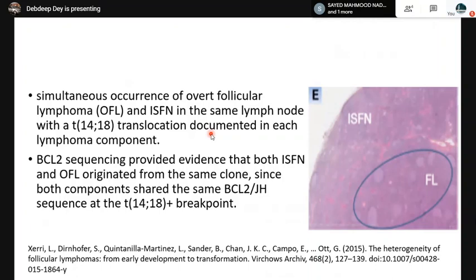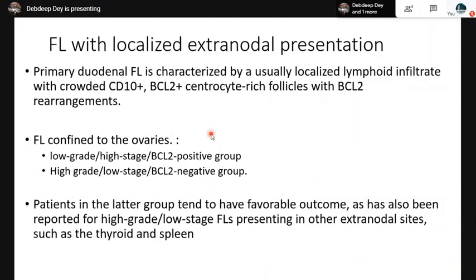Simultaneous occurrence of overt follicular lymphoma and isolated in situ follicular lymphoma in the same lymph node can occur, and BCL2 sequencing provided evidence that both in situ follicular neoplasia and overt follicular lymphoma can originate from the same clone because they share the same BCL2 IgH sequence.